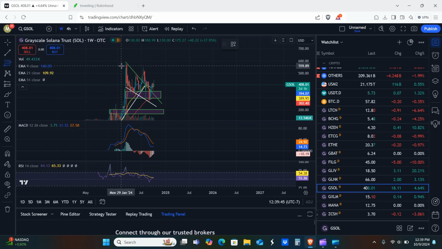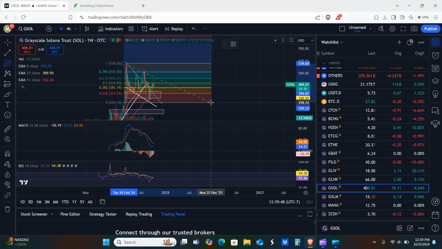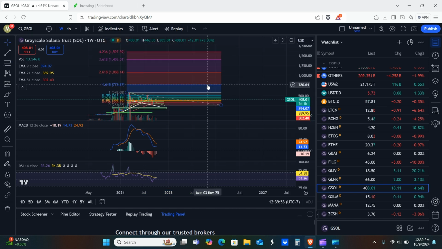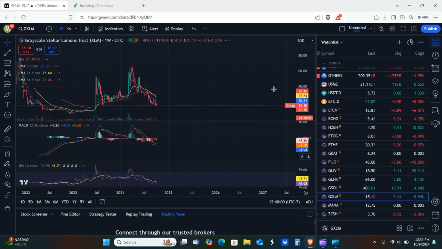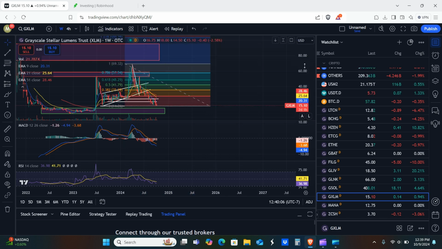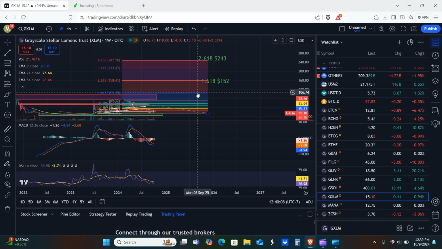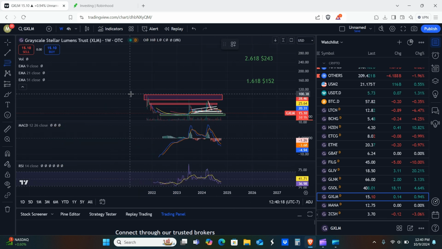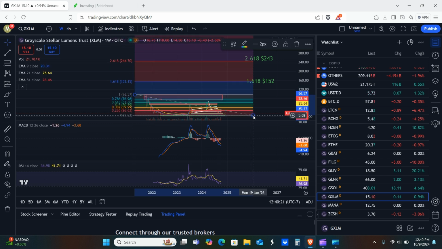Okay, GSOL, this one is already at all-time highs, so we're going to measure this a little bit differently. This is basically swing high to swing low, but the swing high is the all-time high. So 780, 1,100, roughly about 1,400, and 1610. GXLM: we're looking at roughly about 105, 160, 215, and 250 respectively. And then for the big macro move here.